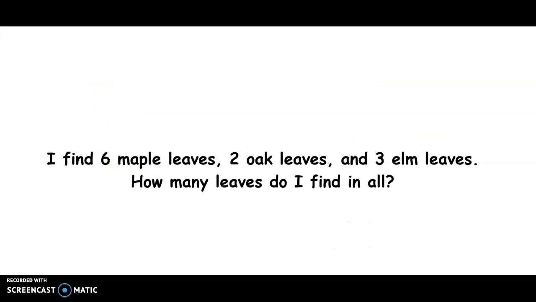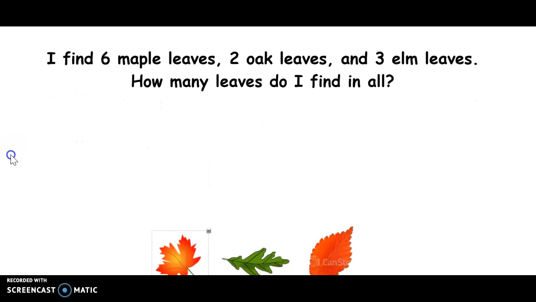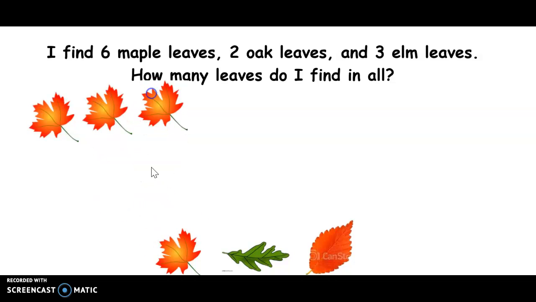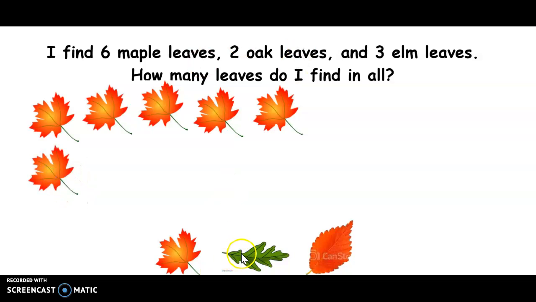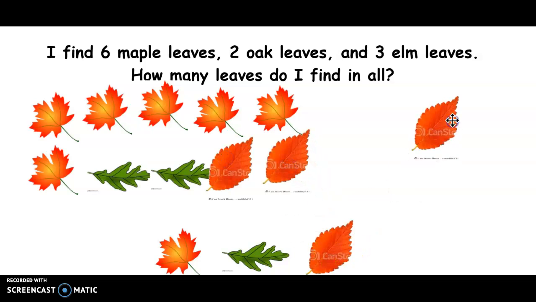Let's try another. I find 6 maple leaves, 2 oak leaves, and 3 elm leaves. How many leaves do I find in all? Okay, so let's see. 1, 2, 3, 4, 5. Oops, I'm getting crazy. 6 leaves, 2 oak leaves. Let's see if I could fill up a 10 frame. 1, 2, and 3 elm leaves. 1, 2, 3. Okay, as you can see here, 1, 2, 3, 4, 5, 6, 7, 8, 9, 10, 11.